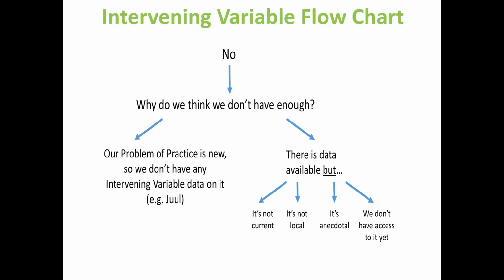You may also determine that the existing data or evidence you have is insufficient to base decisions off of. So you may say there is data available, but we see issues with these data. Some of the reasons may be that data are not current, perhaps the data aren't local, it may be anecdotal, or you do not have access to all of the existing data. These are just potential reasons why you may determine that the data you have isn't enough.